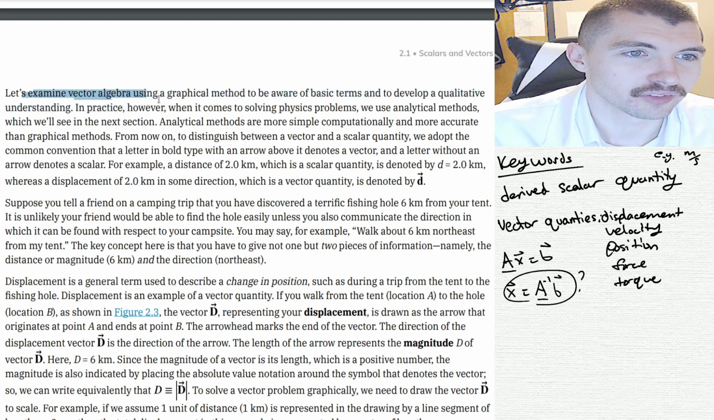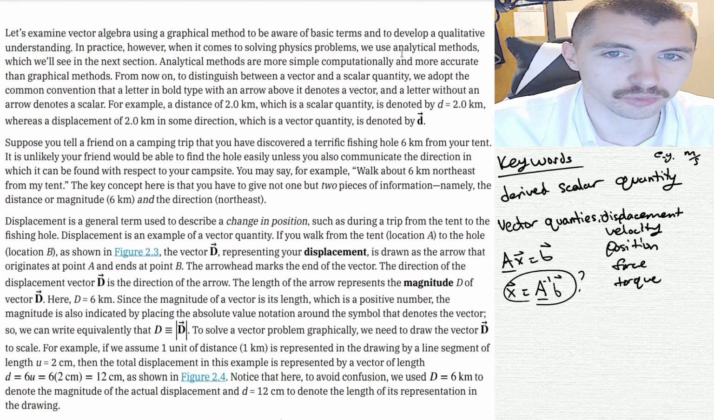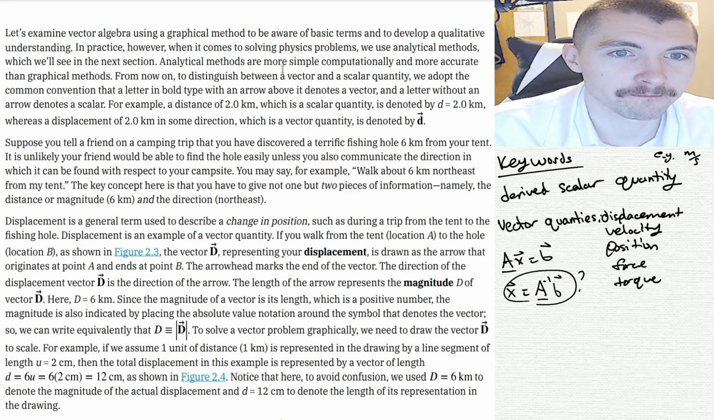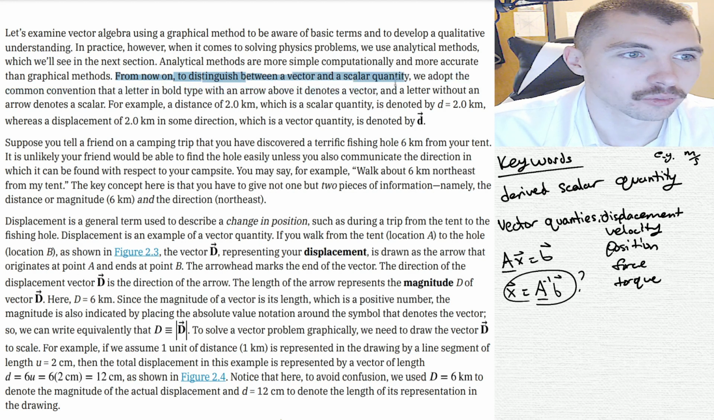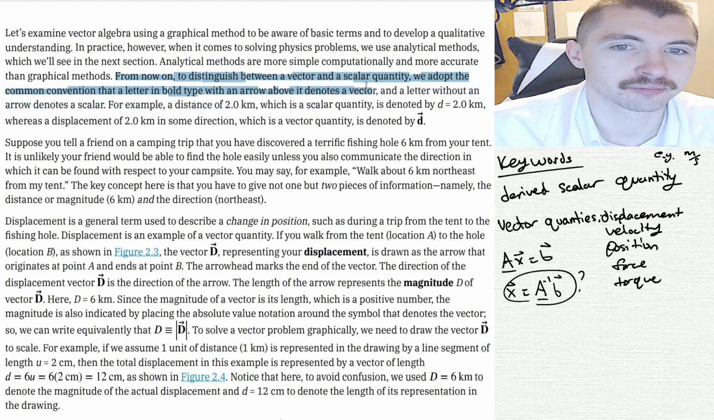Let's examine vector algebra using the graphical method. Be aware of basic terms and a qualitative understanding. Because of physical problems, we use analytic methods, which we'll see in the next section, more computationally accurate than graphical methods. We adopt a common convention that a letter in bold type with an arrow above it is a vector, and a letter without denotes a scalar.